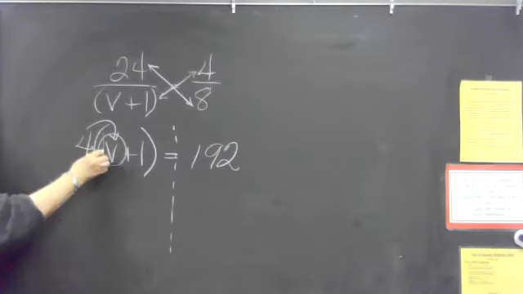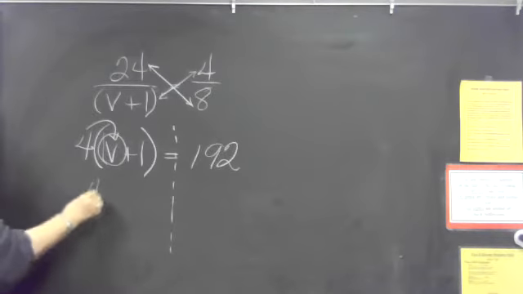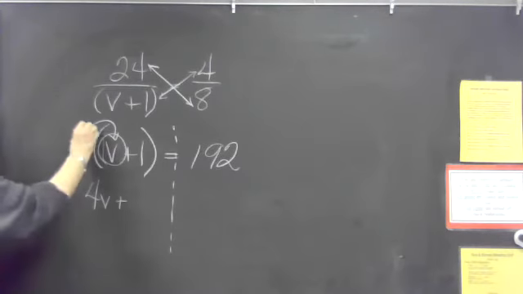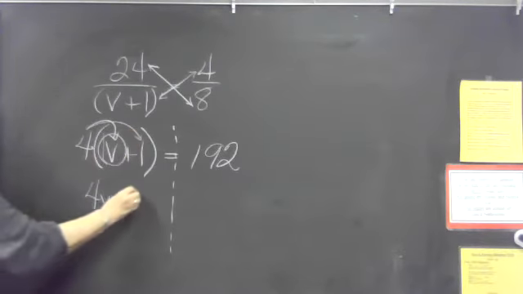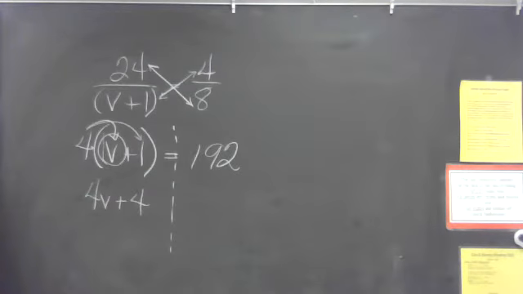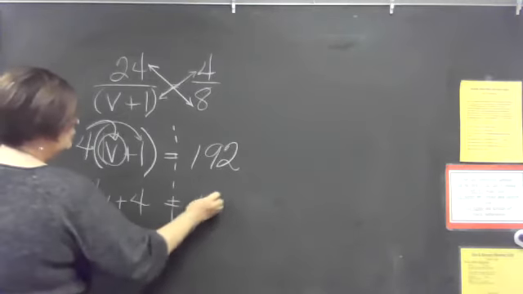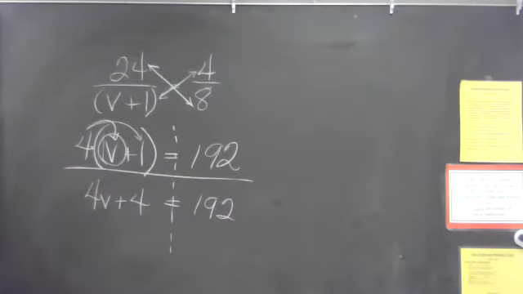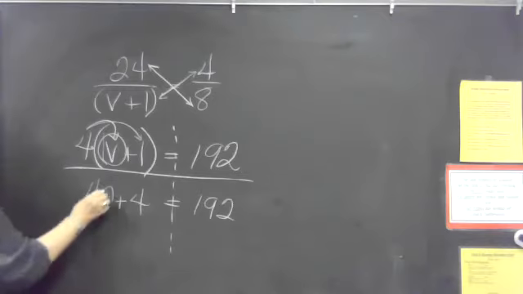There is an understood 1 here, so I'm taking 4 times 1 is 4, but it also has a v, so it's 4v plus. And then I'm going to take the 4 times the second piece, which is 4. This is the distributive property, and that helped us to get rid of the parentheses. Equals 192.